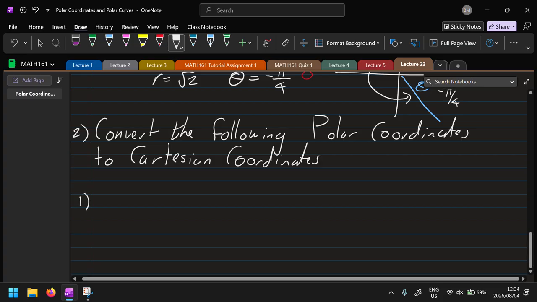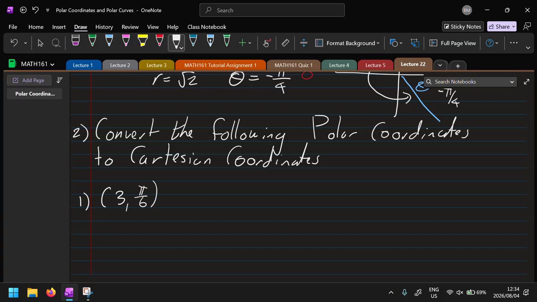Okay, so 2.1, we have 3 and pi over 6. Yeah, so we can read off the information we need. The first entry there, 3, that must be r, and the second entry, pi over 6, that must be the angle. Okay, so now we want to go back to x and y. So we've got r, we've got theta.